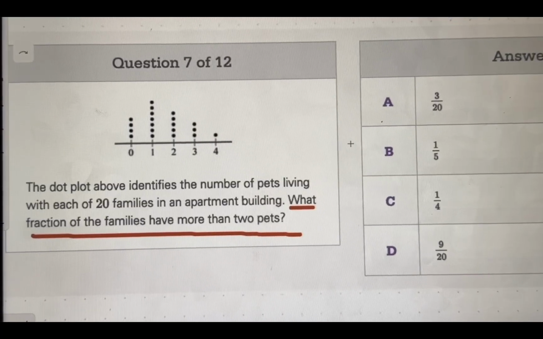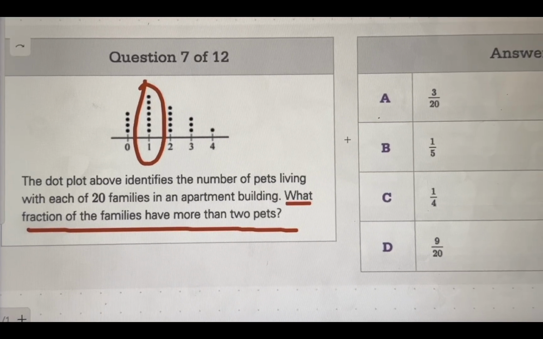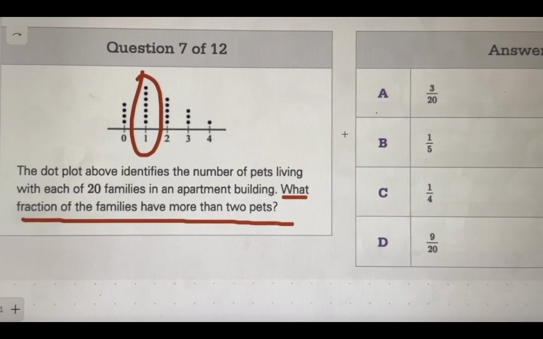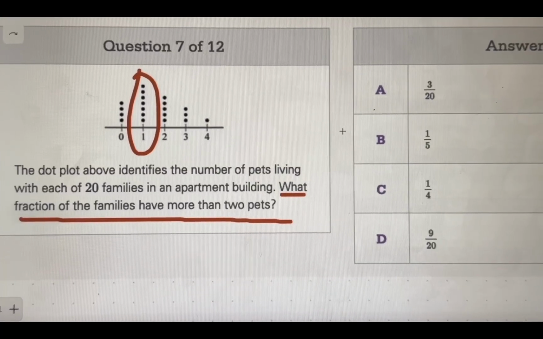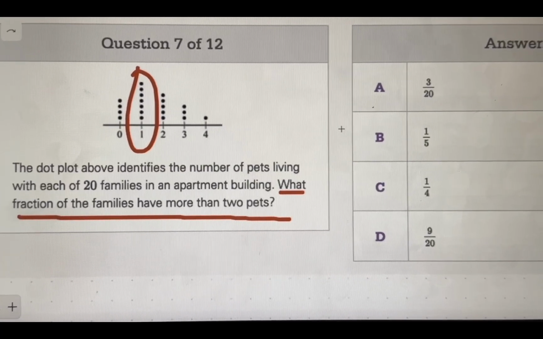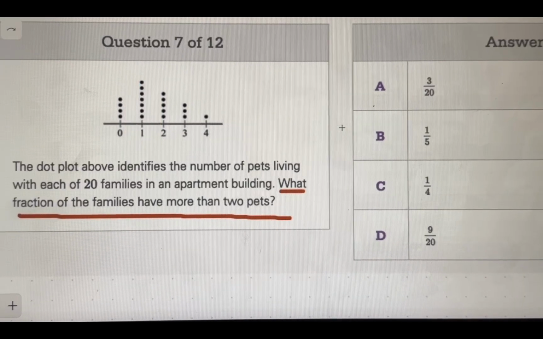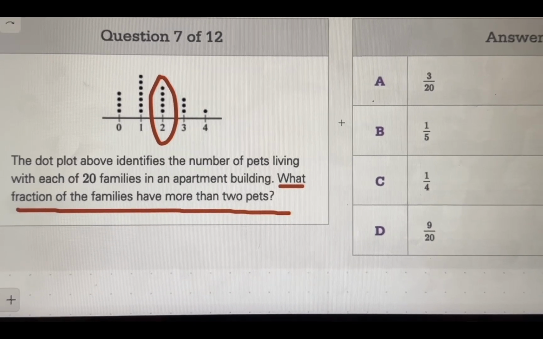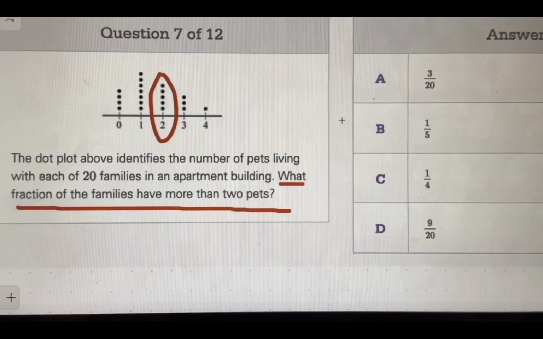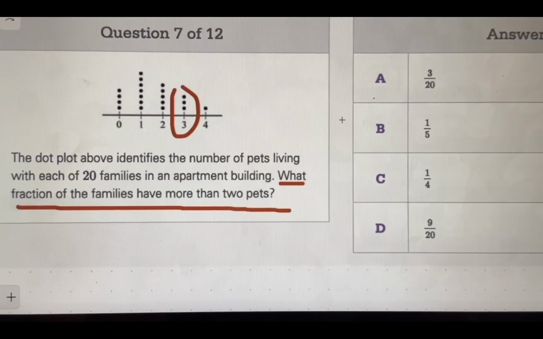What about this one right here? That is 1, 2, 3, 4, 5, 6, 7. So there are 7 families with 1 pet. Okay. Right here? And 5 families with 2 pets. Yep, 5 families with 2 pets.